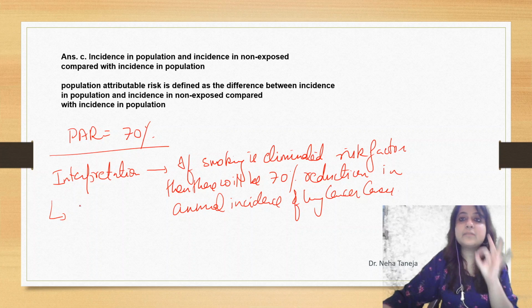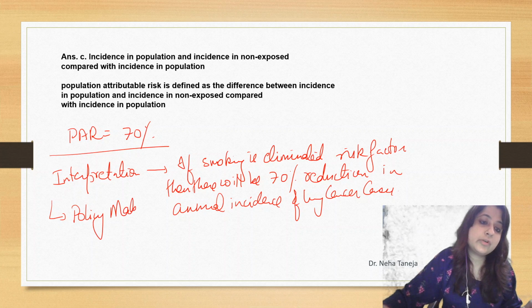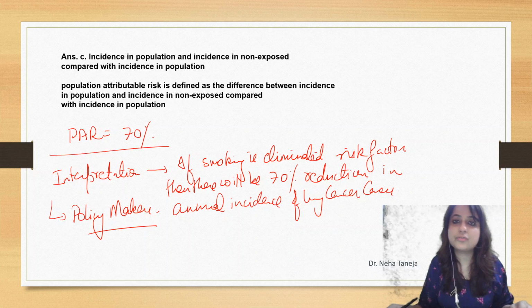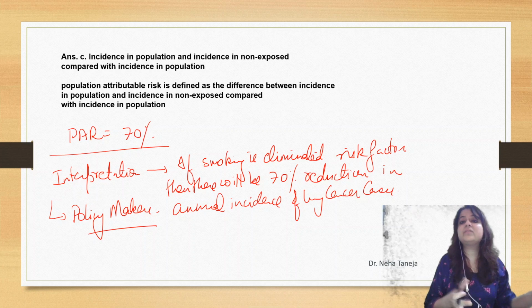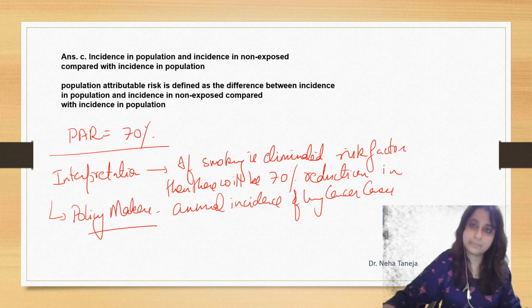So PAR is best for use by policy makers. Like attributable risk is how much? Like 75% of lung cancer occurs due to smoking. So that is of importance to epidemiologists or community physicians, but PAR is for policy makers.